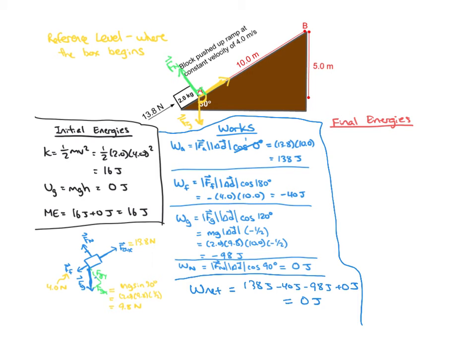We'll calculate the final energies. So the kinetic energy, half mv squared. This is going at a constant velocity, so the kinetic energy actually never changed because it remained at 4 meters per second the whole entire time. So it's going to be the same answer as part A.